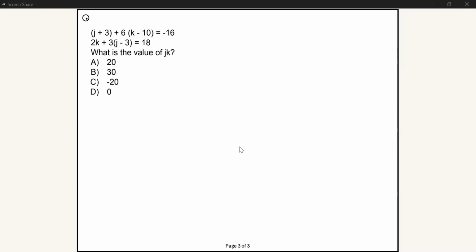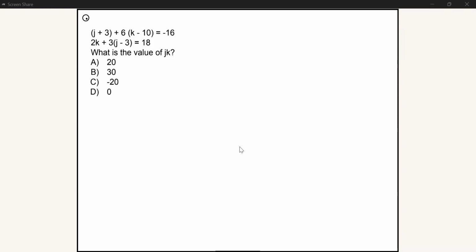Okay, one last one, and then we'll be done with this set. So notice here, it's asking for JK, right? You have J parentheses J plus 3 plus 6 parentheses K minus 10 equals -16. And then you have 2K plus 3 parentheses J minus 3 equals 18. And you want to multiply them. Also, you should notice that the J's have switched positions and the K's, right? This is just another little thing they could do to try to throw you off. But it's really not too bad at all.